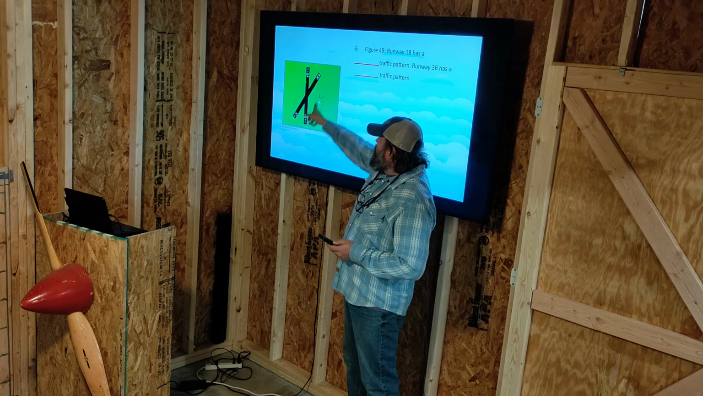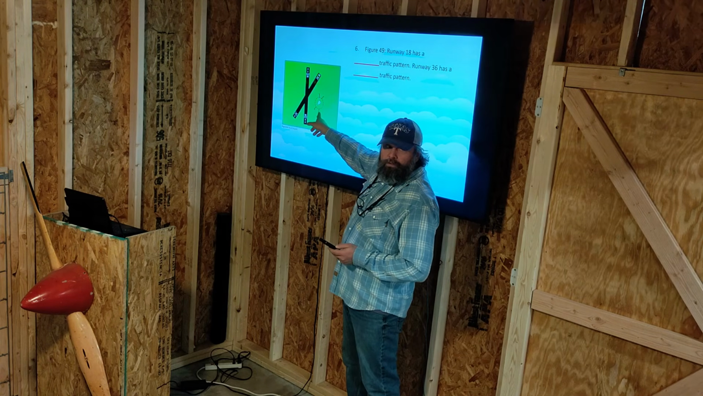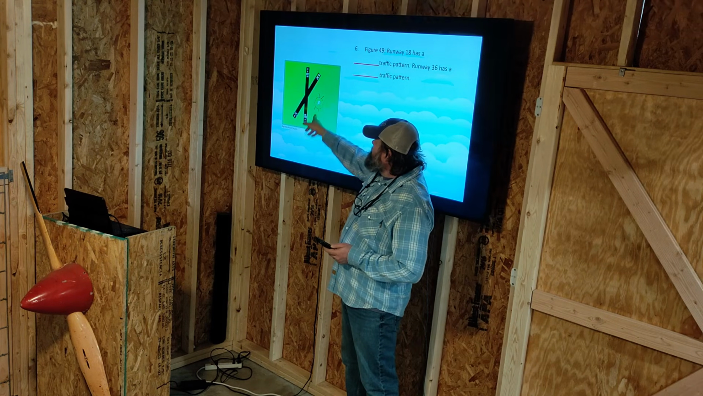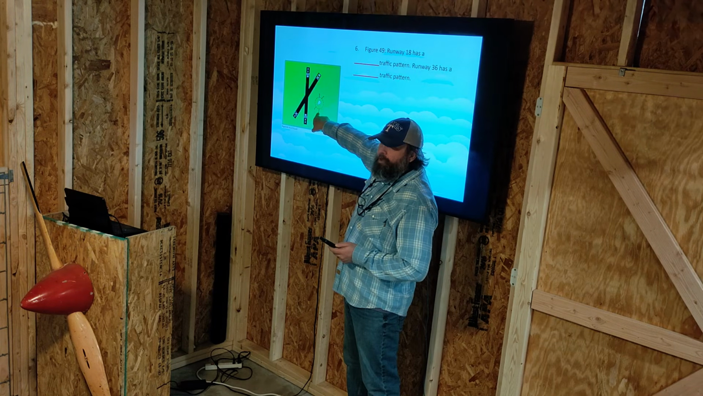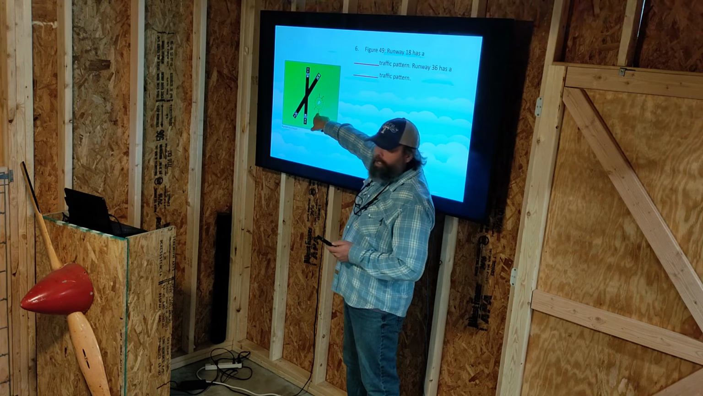Is it this one or this one? For runway 18, it's the top one. On the top. Yeah, the short part of that indicator is the pattern indicator. The other part is the runway. So the bottom one applies to runway 18.